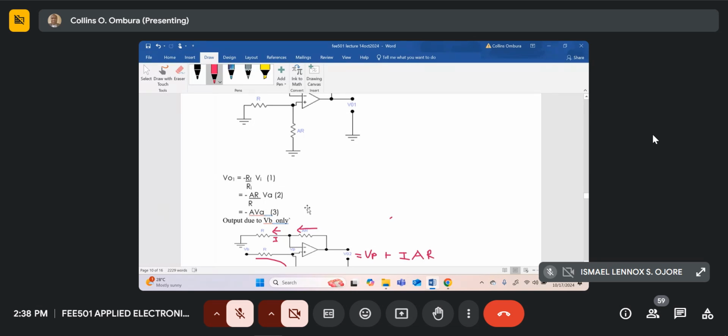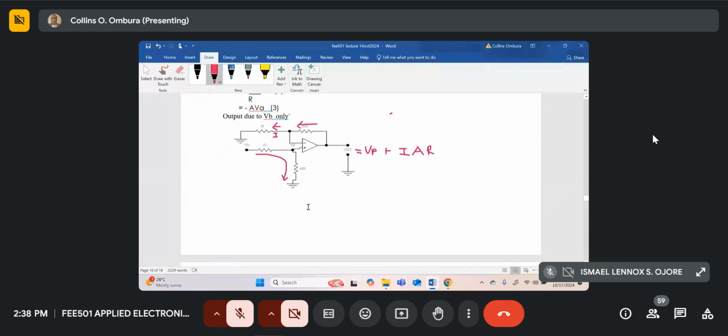Next, we'll consider the signal due to source VB only. So I've drawn this equivalent circuit over here.